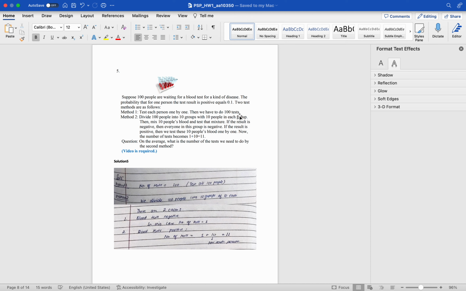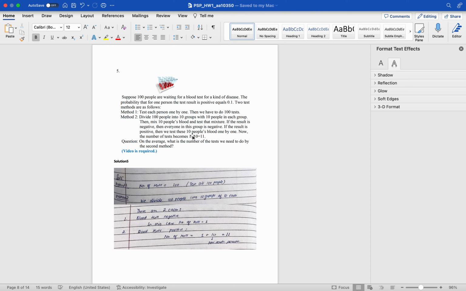So in this case we'll have to do 100 tests. The second method is that we divide 100 people into groups of 10. These will be 10 groups, and then we mix the 10 people's blood. So for each group we have 10 people, and we mix their blood and test that mixture. If the result is negative, then we know that everyone in the group is negative, but in case the result is positive, then we'll have to test these 10 people's blood individually.